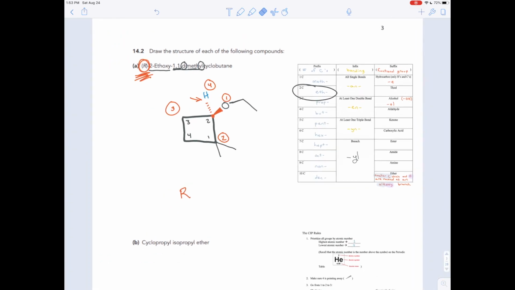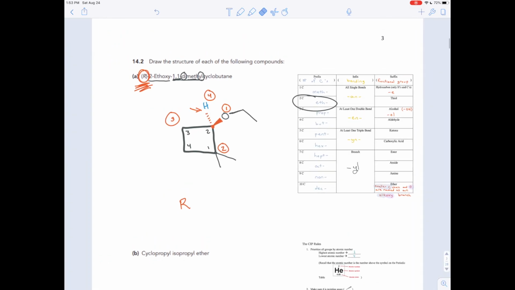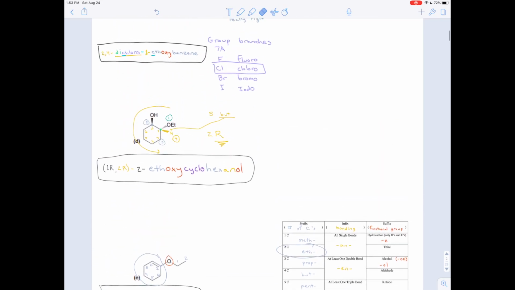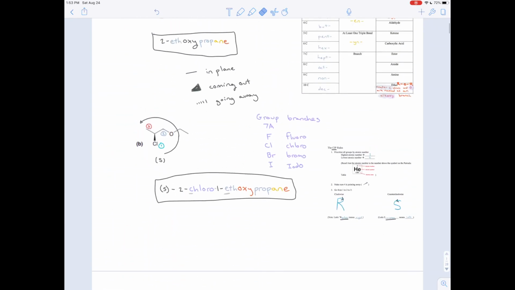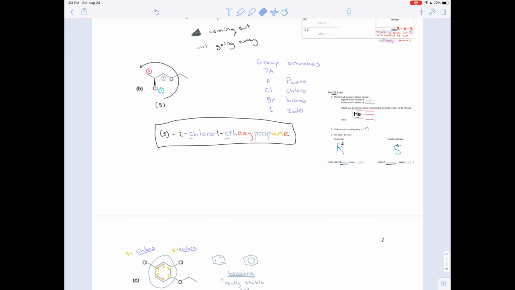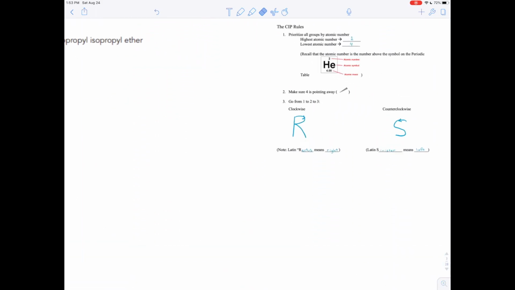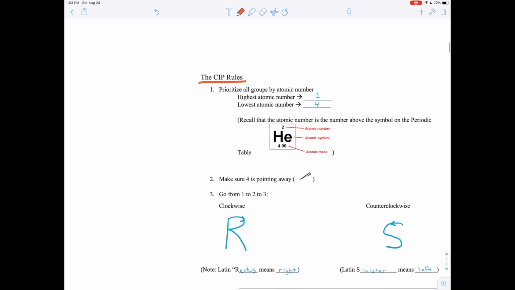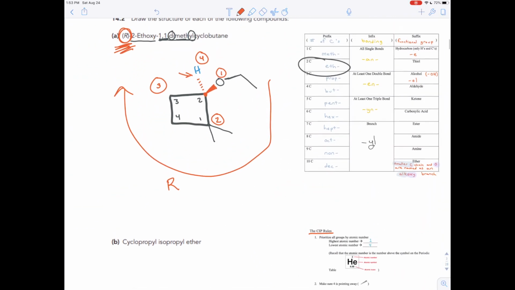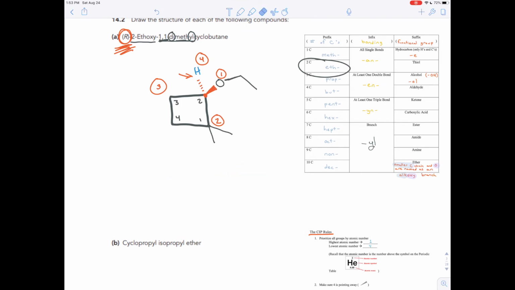If these R and S configurations seem a little confusing, you might look back at a couple of the videos for the other problems. D, for example, we went over it, and also in B, we went over it a little bit. And the rules are these. The CIP rules, the Cahn-Ingold-Prelog rules, named after the 3 scientists who came up with them, are right here if you want to pause the video and read this for a second. Alright, so that is the correct drawing for this beautiful molecule. We can erase all of this extraneous stuff. We're just left with the molecule.